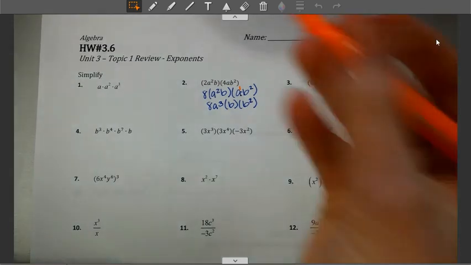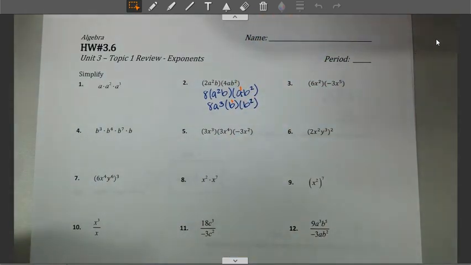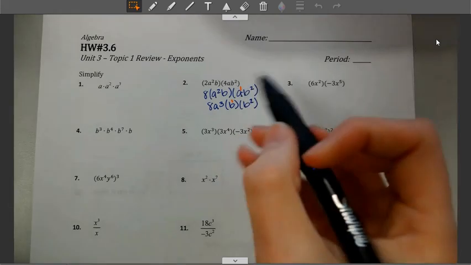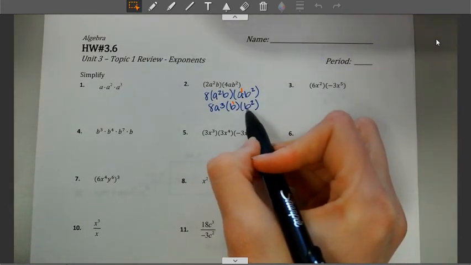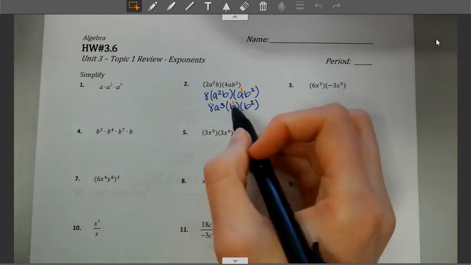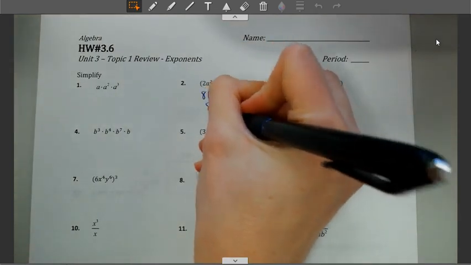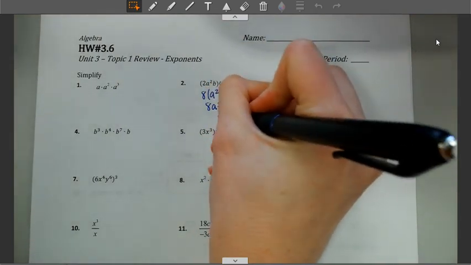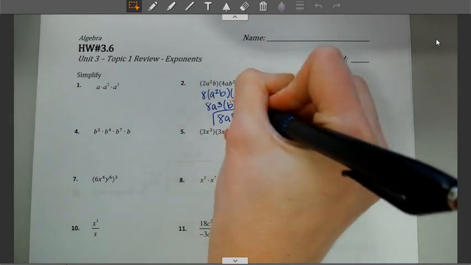Again, the b is by itself, so that has an exponent of 1. I am multiplying, and they are the same base, so I'm going to add the exponents. B to the first times b squared. Well, 1 plus 2 is 3, so now we have 8 a to the third, b to the third.